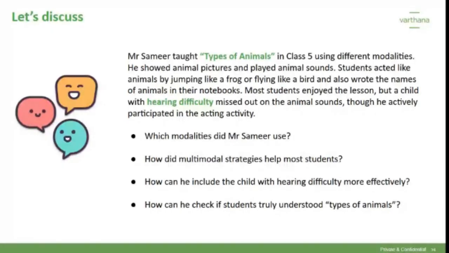And how can he check if students truly understood the types of animals? He can do some checking in between, like ask some questions about the subject. Or maybe student observation, or the different assessing ways which we discussed, can be used here.